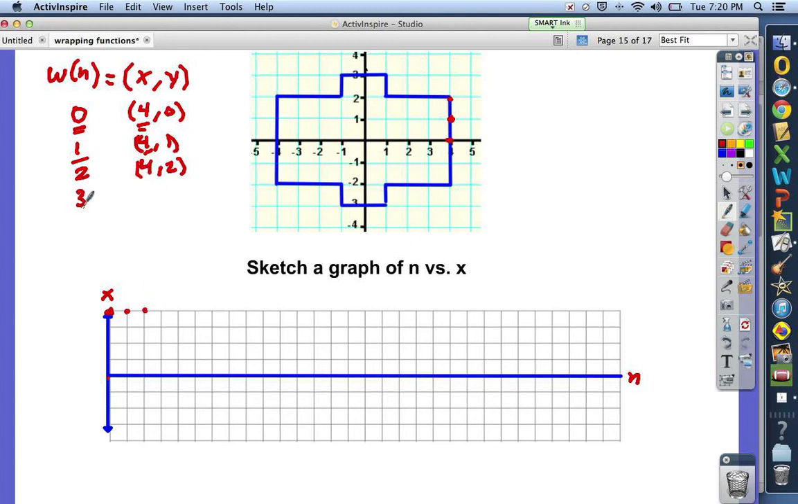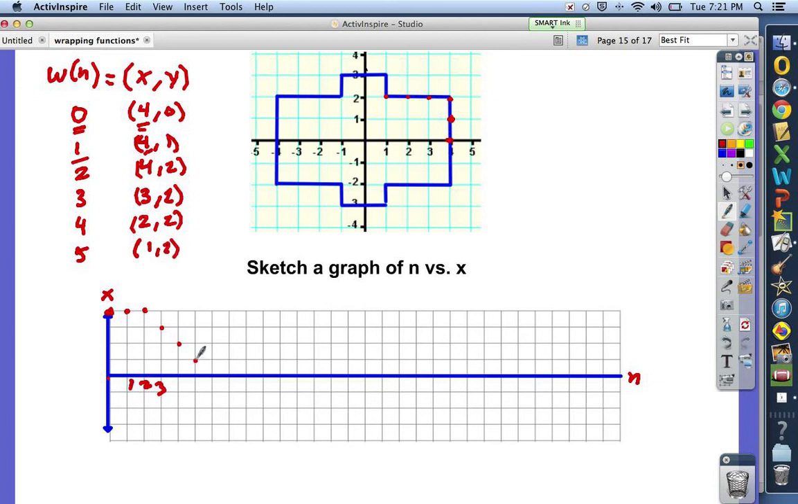When n is 3, I make this turn. I'm right there. So now my x coordinate becomes 3. So I have to plot the point 3, 3. When n is 4, I'll bring my x value right to here. It'd be 2, 2. So that means my x is 2. And when I go n equals 5, my x coordinate becomes 1.